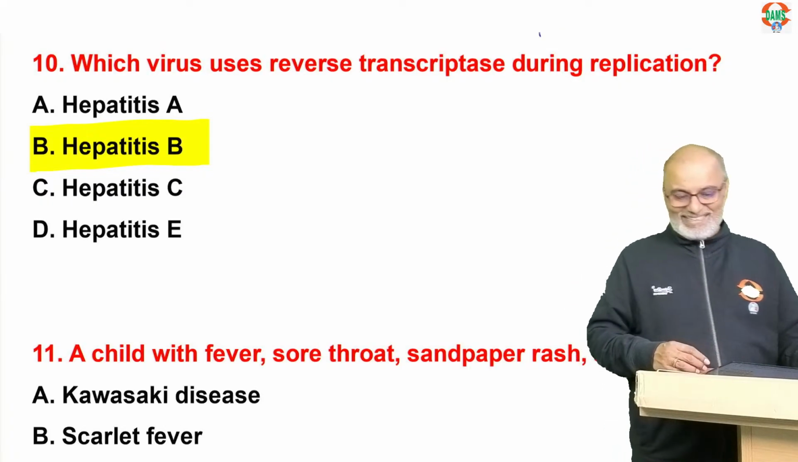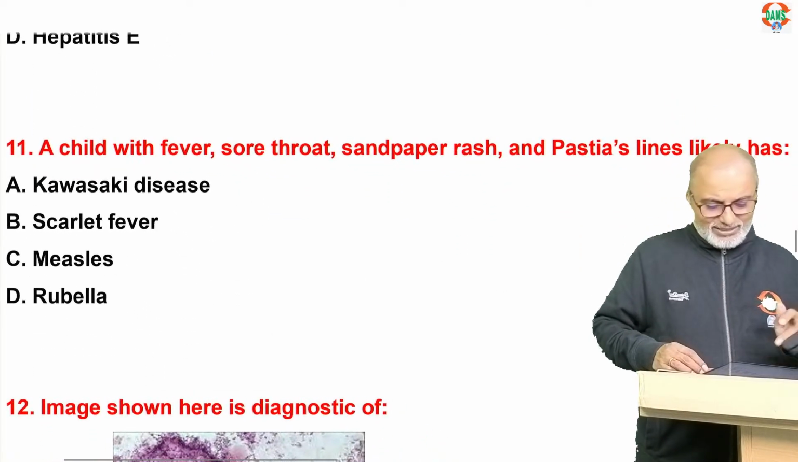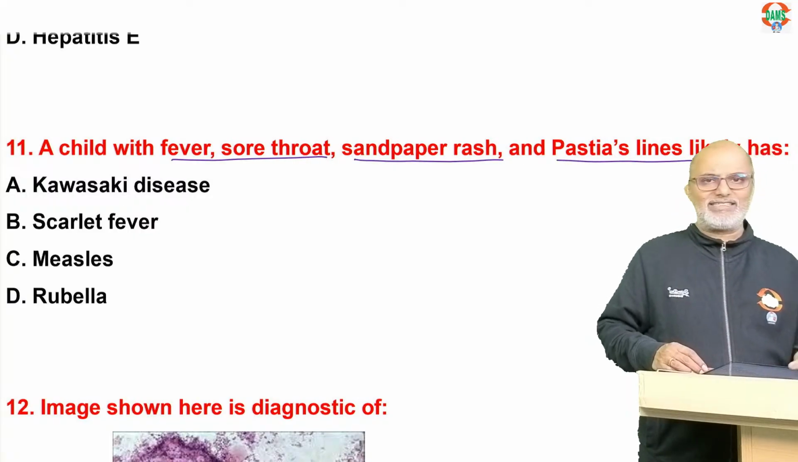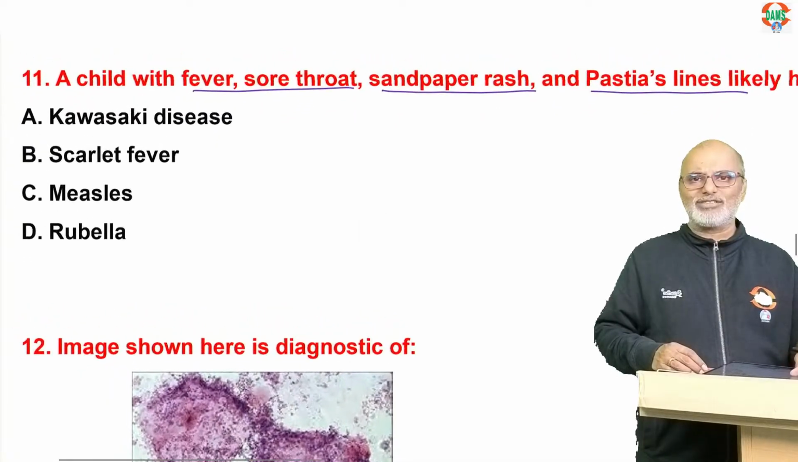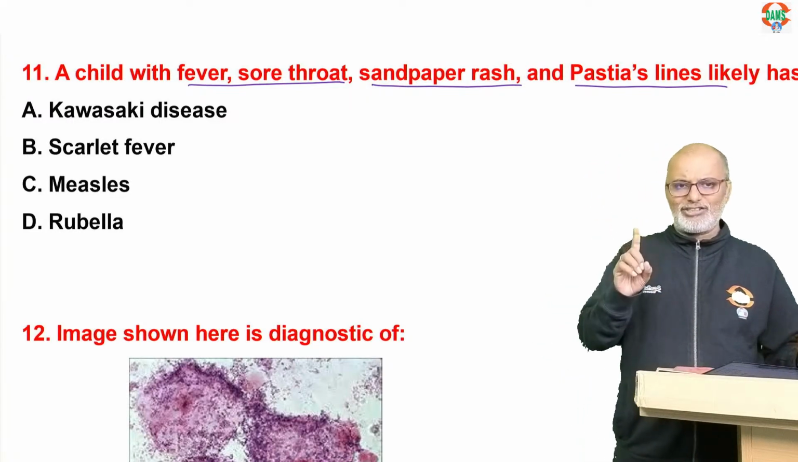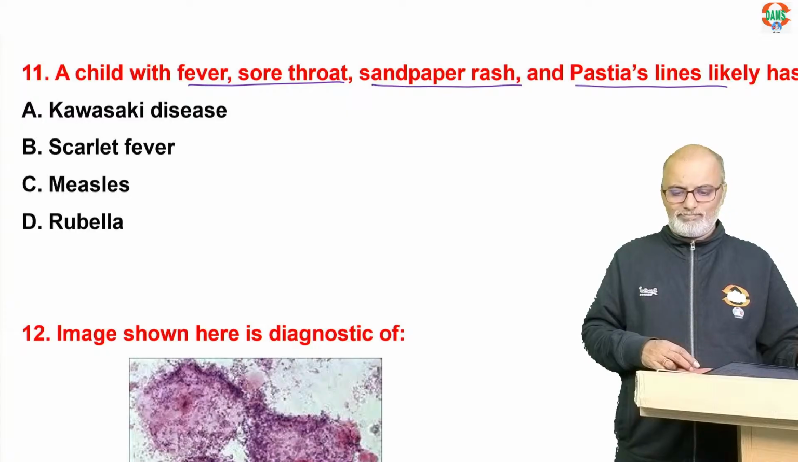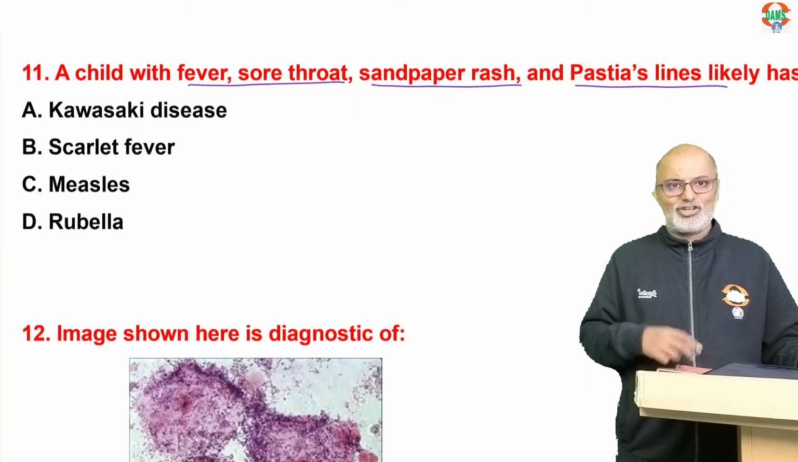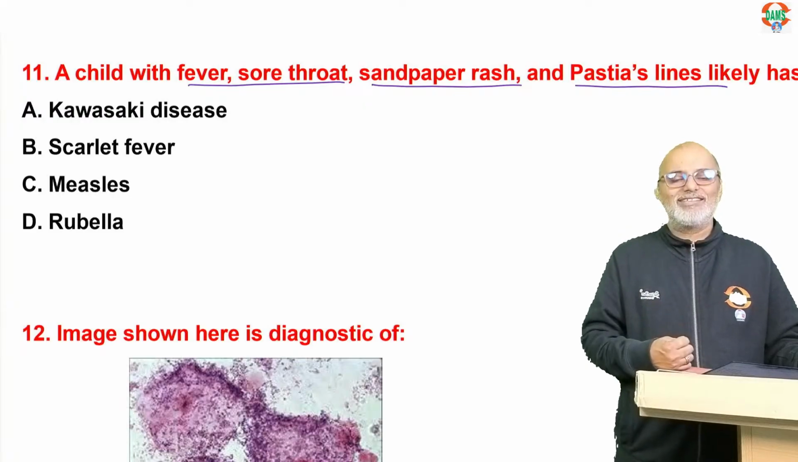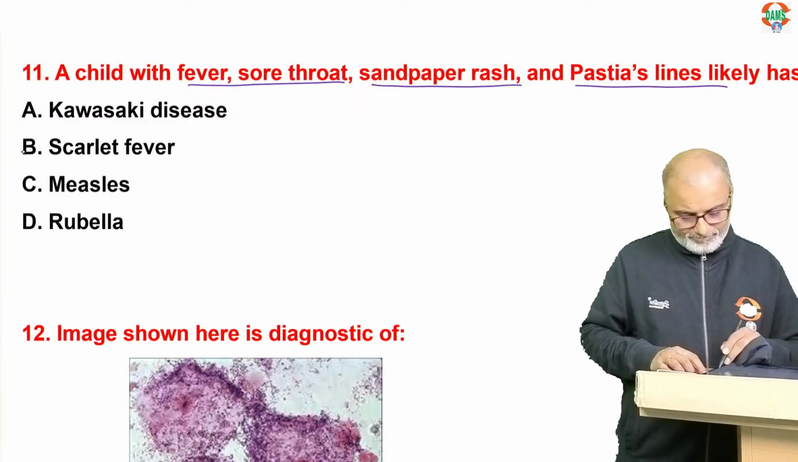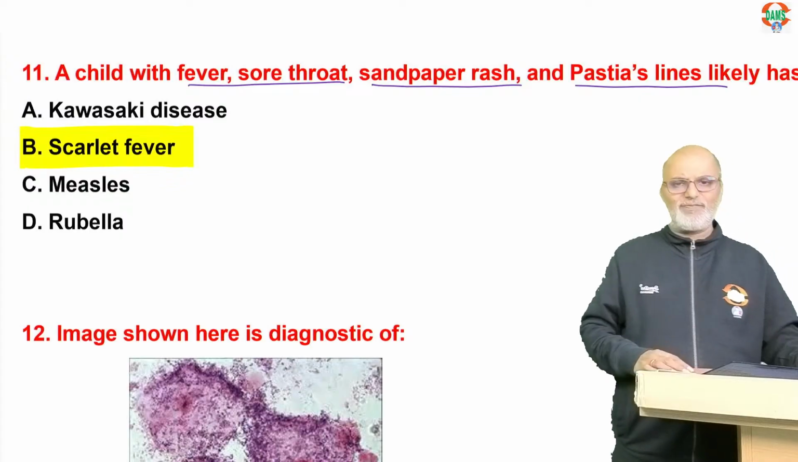Next is a child with fever, sore throat, sandpaper rash and Pastia lines. What else do you want, my dear? They give the full diagnosis. They'll ask, what is it? Sandpaper rash, sore throat. Anything else? Strawberry tongue. Very good. It is caused by scarlet fever. All are features of scarlet fever.